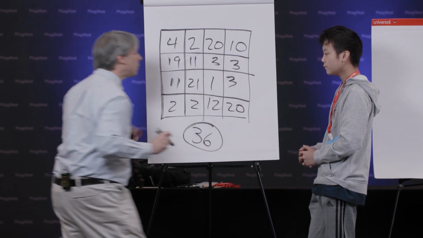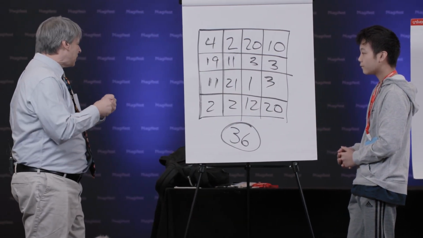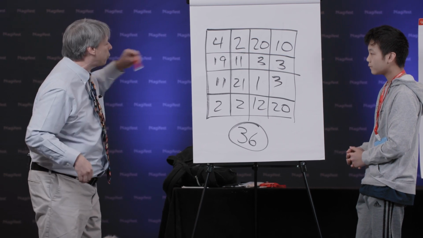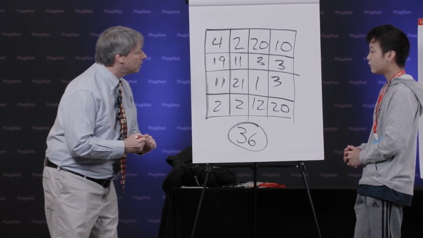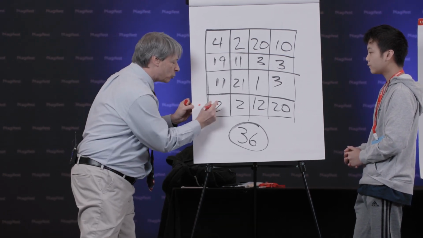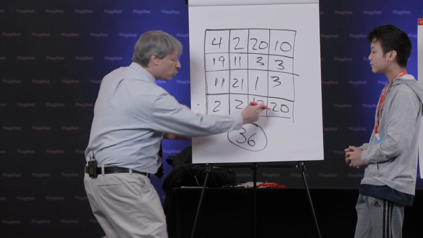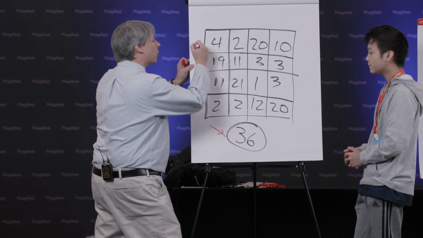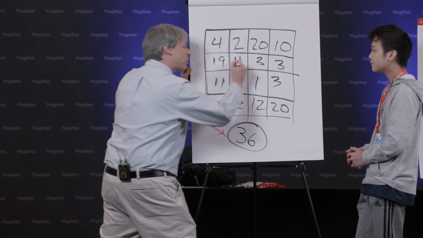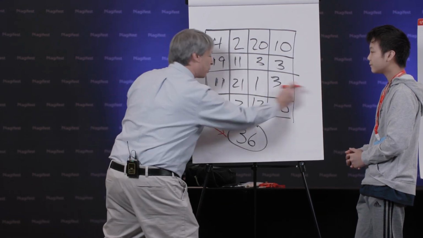I think that works. Blake, would you choose for us any row? Row number 2, 3, or 4? Which would you like? 4. All right, class, together. 2 plus 2 is 4, plus 12 is 16, plus 20 is 36. The odds were 4, 6, 26, 36, 19, 30, 33, 36, 11, 32, 33, 36.